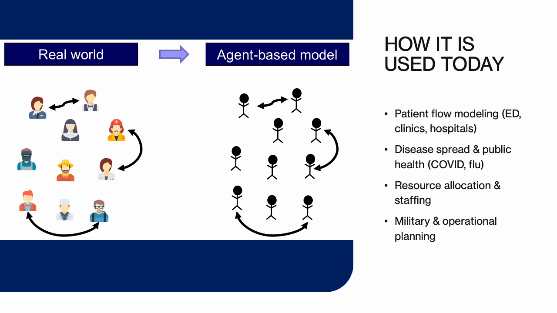Another important use is in infectious disease modeling, where agents represent individuals in a population. These models simulate how diseases spread based on movement, behavior, and interactions, and were widely used during COVID-19 to inform public health decisions. Another key application is in resource allocation, where agent-based models help determine how limited resources, like staff, equipment, or beds, should be distributed.